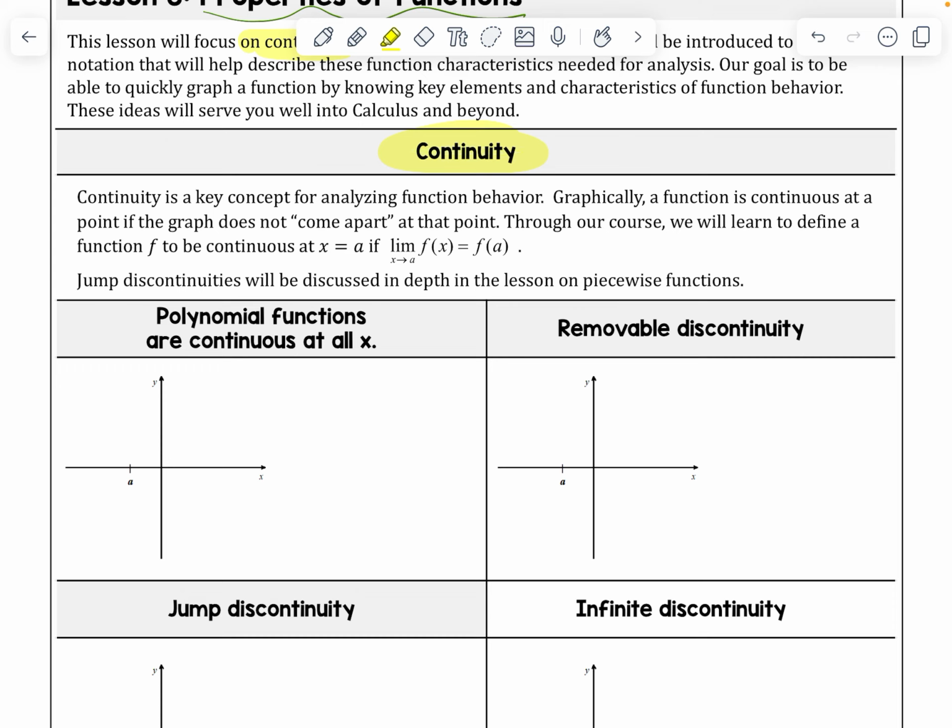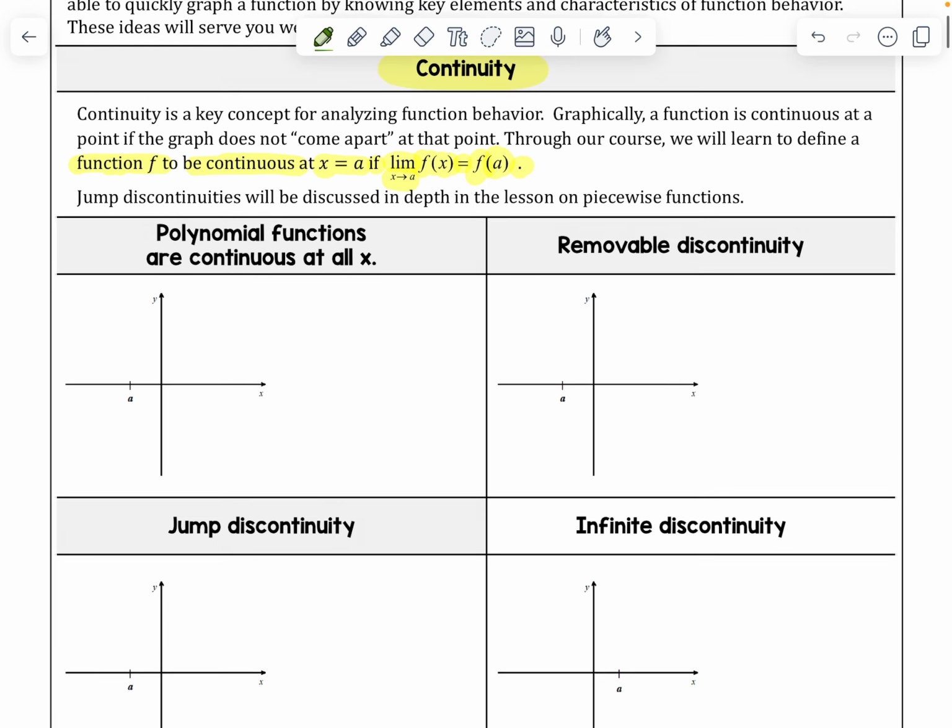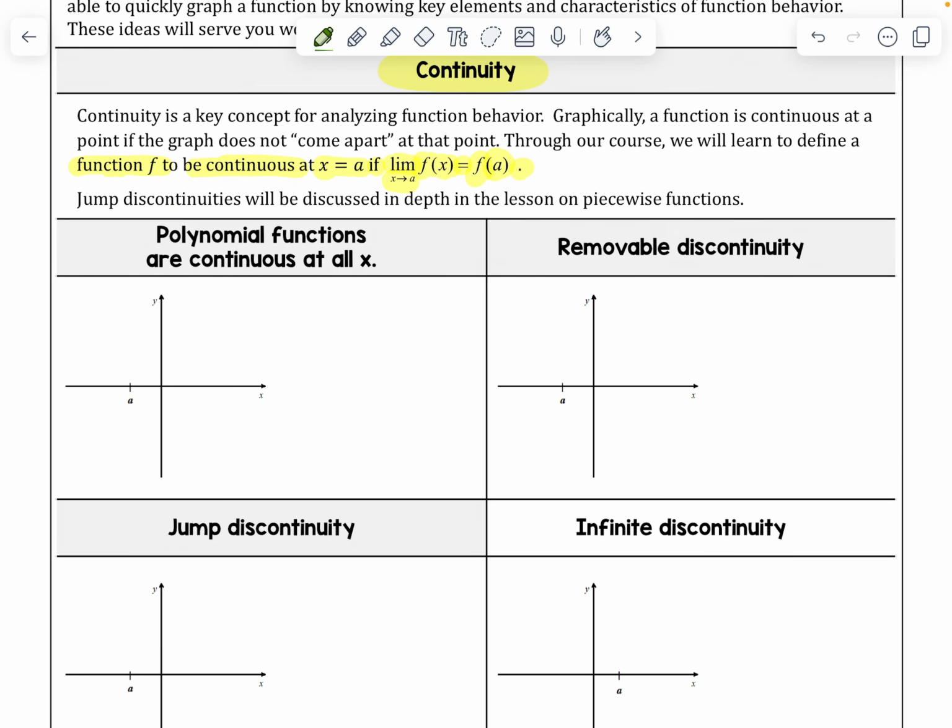So we're going to say the definition is that a function is continuous where x is a specific value a if the limit, as x approaches that value of a, of the function of x is also equal to the function of a. So that's a lot of very specific math verbiage that you're going to want to be very accustomed to. That math verbiage is going to be very important. Okay, so let's talk about what this means.